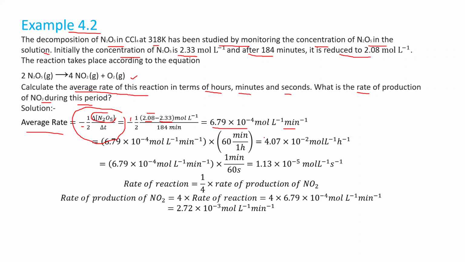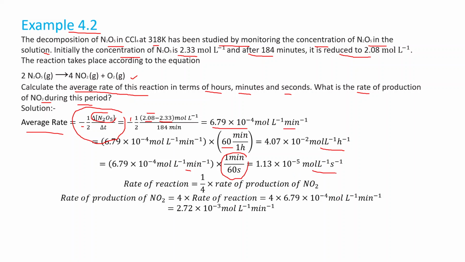Now we have to convert this per minute into per hour. Then this is multiplied by this unit factor. If you remember, in class 11th we have discussed this. Then we will get this in mole per liter per hour. Again, when we have to convert this per minute into per second, then this is the unit factor, multiply by this, and we will get this in mole per liter per second.